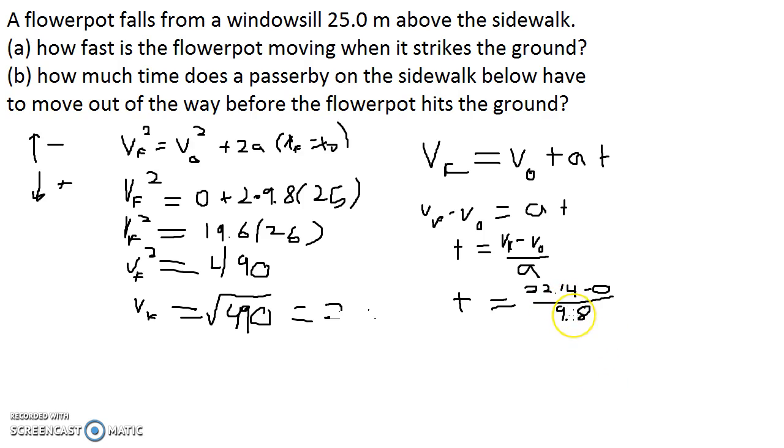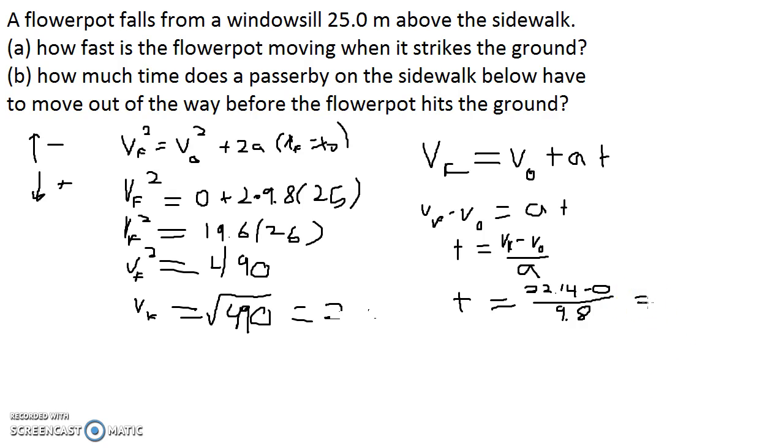Now, one note is that I did use the rounded version of the final velocity, which will leave some uncertainty in your answer and may produce a slight error. Now, for my purposes, it's good enough. However, I would recommend that if you need a high degree of precision, that you do use the full version or the square root of 490 instead of this 22.14. That'll give you a slightly more accurate result.